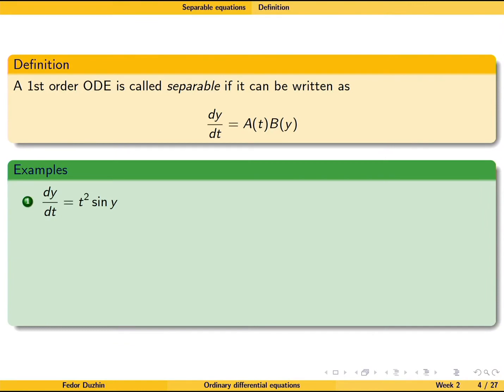The first class of differential equations that we are able to solve explicitly is called a separable differential equation. A separable differential equation is a first order differential equation where the right hand side can be expressed as the product of a function of the dependent variable and a function of the independent variable. Here are a few examples. Here this t is our a, and this sine is our b.